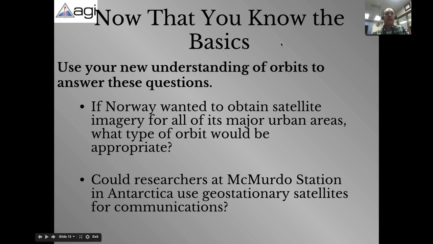Now that you know the basics, use your new understanding of orbits to answer these questions. So critical thinking questions, really give this a shot and see if you can answer. If Norway wanted to obtain satellite imagery for all of its major urban areas, think Norway, where it is in the way northern hemisphere, what type of orbit would be appropriate? And second, could researchers at McMurdo Station in Antarctica use geostationary satellites for communications?